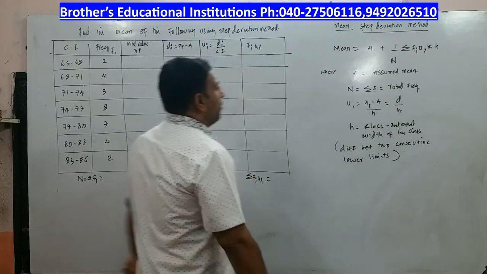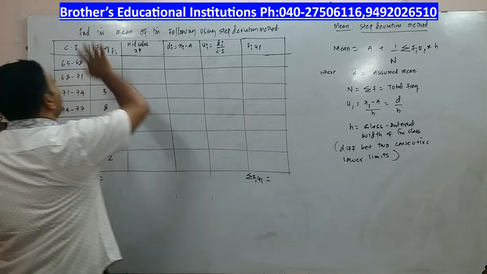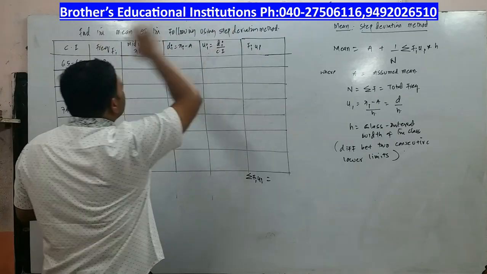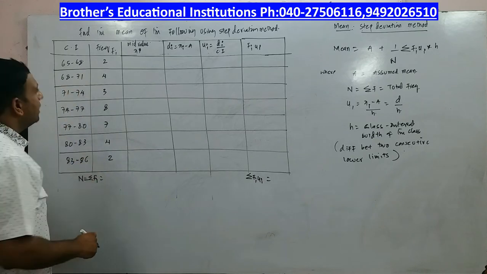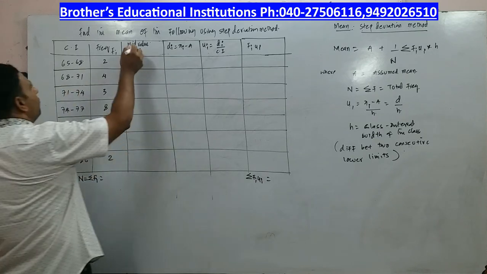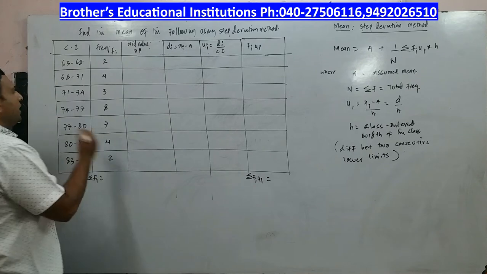Alright, so I am sure you have practiced it. Now let us take a problem. Find the mean of the following using the step deviation method. So I have taken the class interval, I have taken the frequency here. Now, whenever you are dealing with mean, what is mandatory is the mid value. So let us find the mid value.